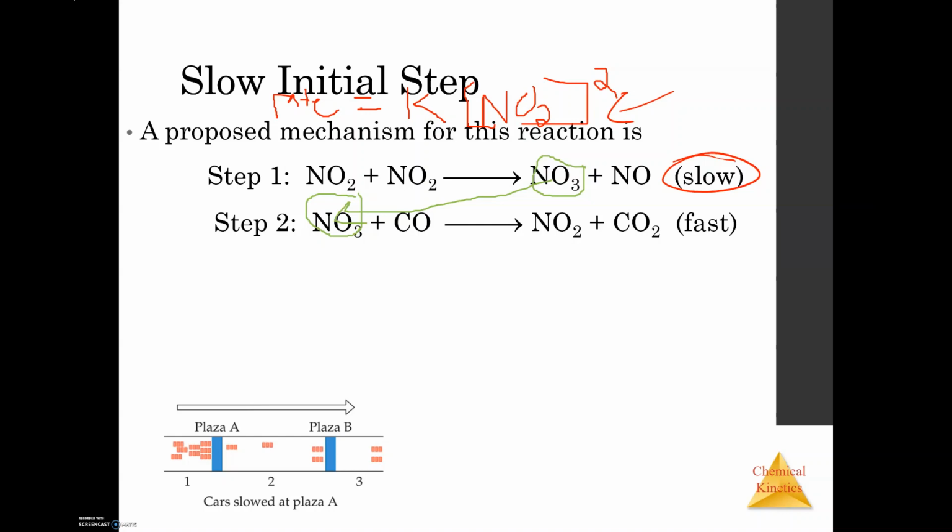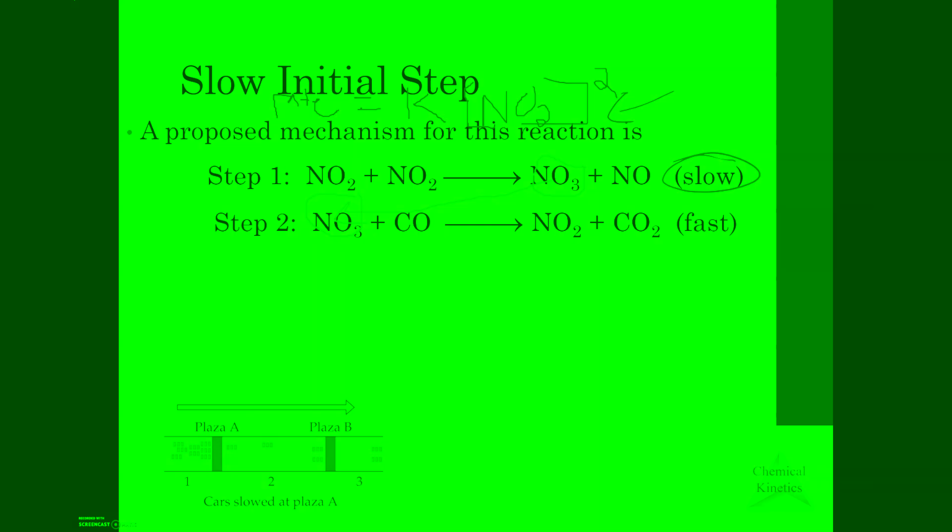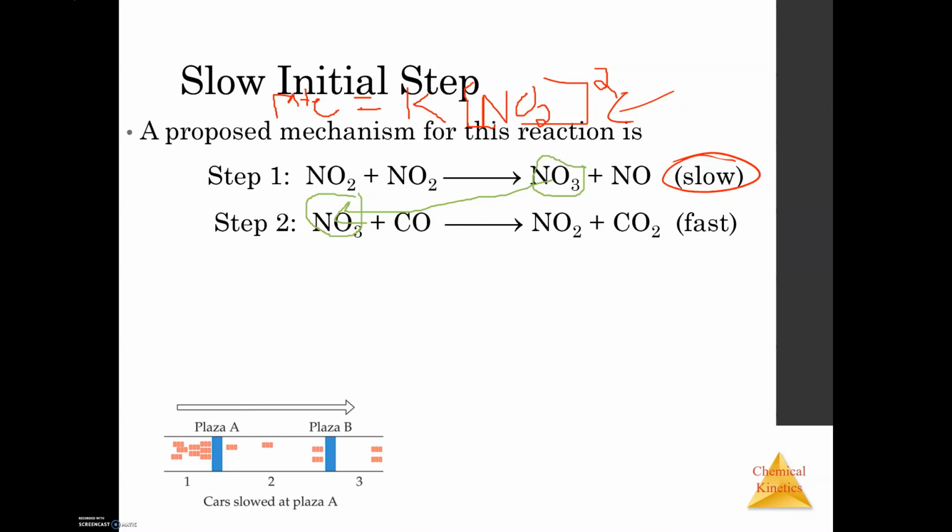So the other thing that we want to look at here are the intermediates, and we kind of touched on that in part 3. An intermediate is something that shows up and is quickly consumed. So it's a product that's quickly consumed as a reactant in the following step. So NO3 is produced in step 1, but if you notice in step 2, it's quickly consumed. It becomes a reactant. So that's typically the order in which your intermediates are going to show up.